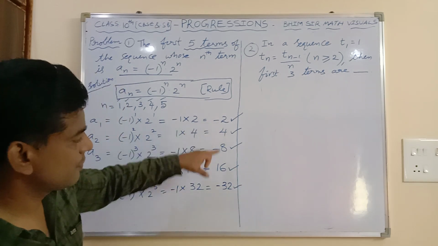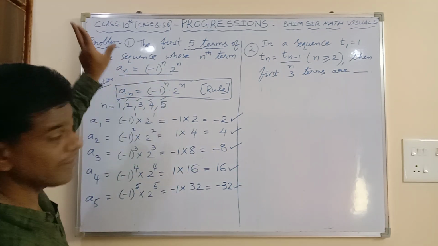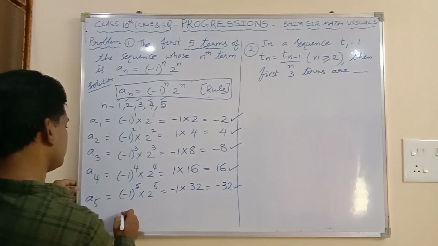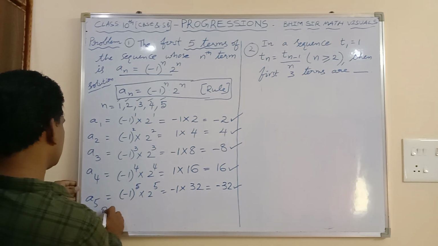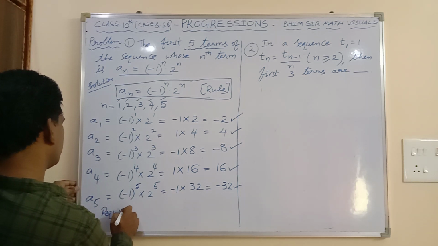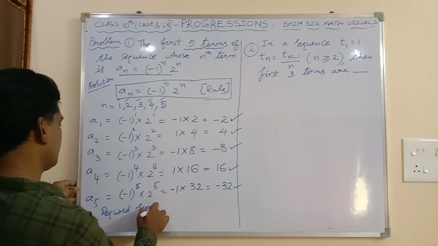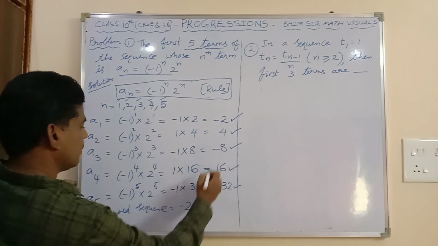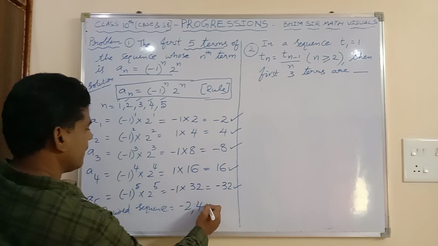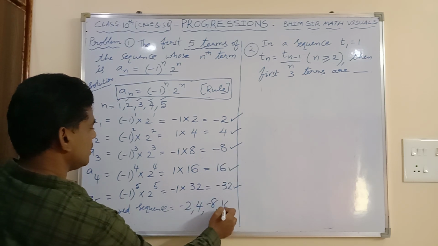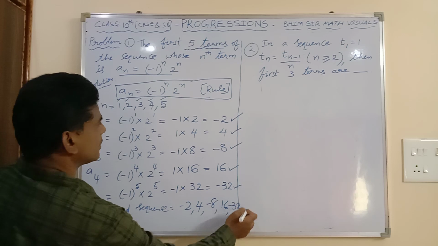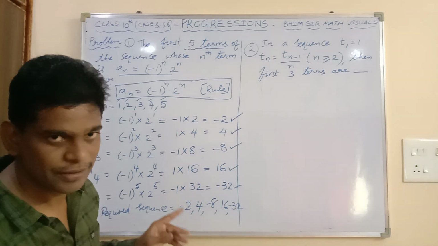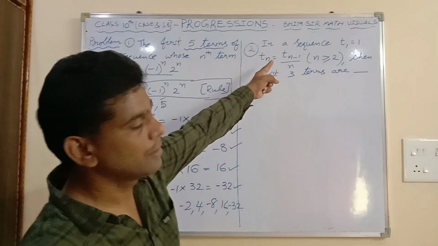So we got the first 5 terms of the given sequence. What are they? Write the required sequence: -2, 4, -8, 16 and -32. Okay, did you understand? Very good.